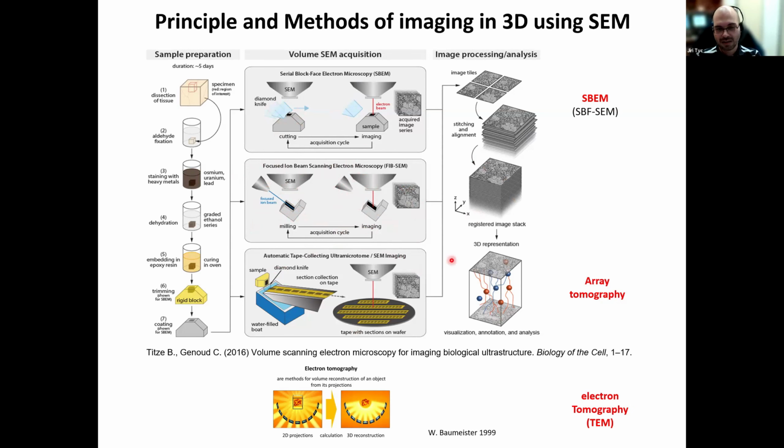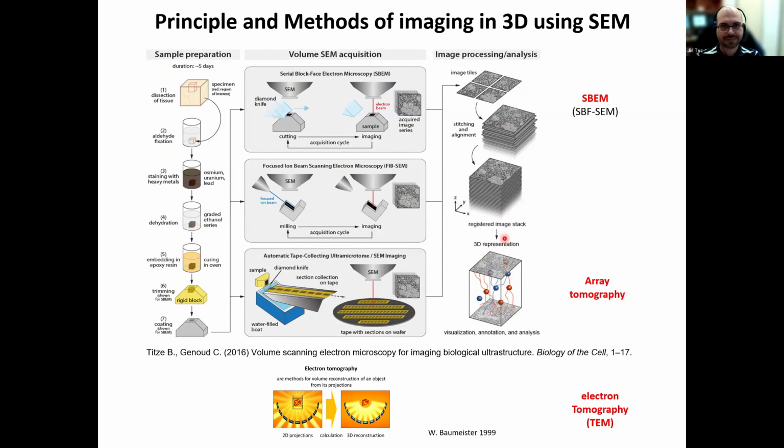And the last thing that we do here is the array tomography. That means that you collect the sections first with the normal table ultramicrotome. You collect them on some support, silicon wafer or the glass, and then you put these sections inside of the microscope and you image it one by one. And then you end up with a stack of the images which you can work with.